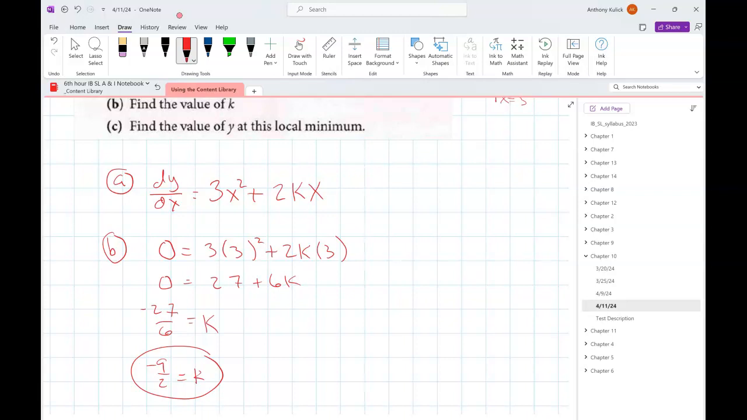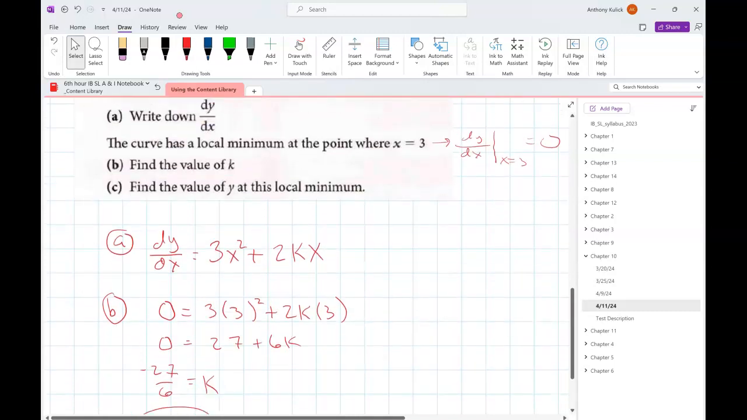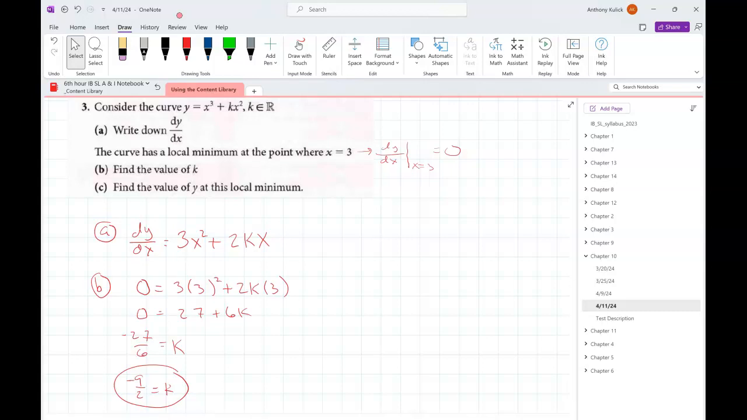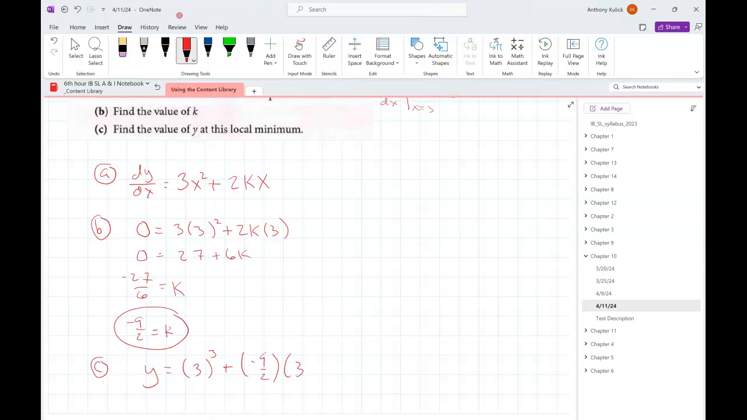Sound good? It then asks me to find the value of y at this local minimum. How do I do that? Okay, what am I plugging back in? Good, yeah, very good. So we're going to plug 3 in for x. And we're going to plug negative 9 over 2 in for k.